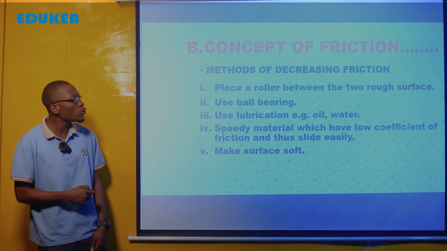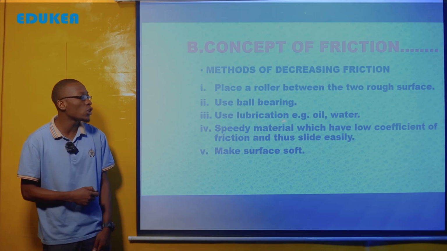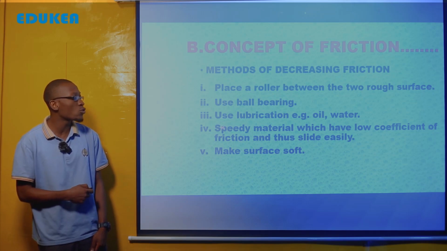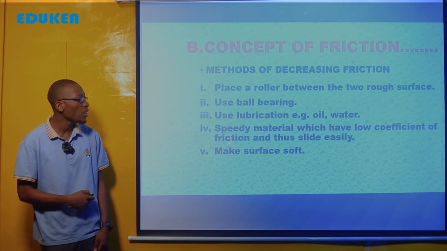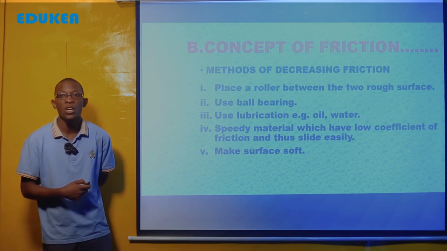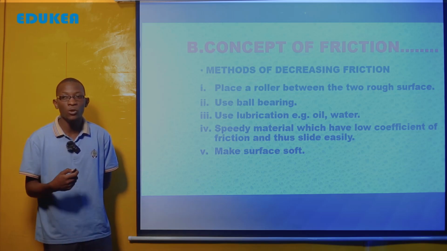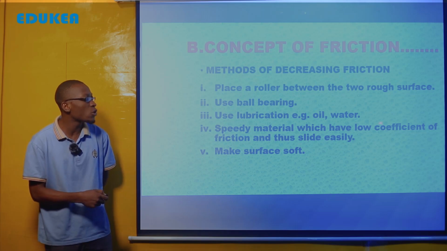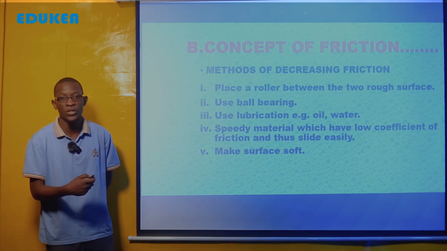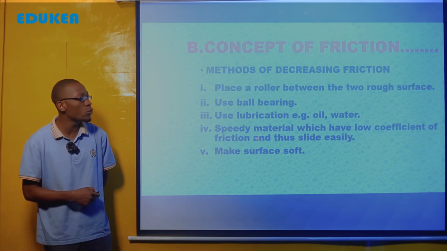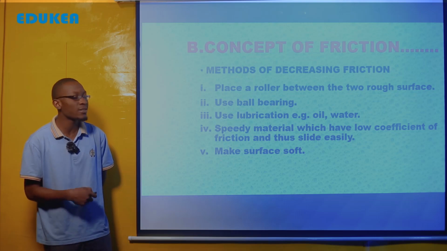Another way of reducing friction is the use of speed materials, which have low coefficients of friction and thus slide easily. So we have what we call a speed material. To reduce the friction, we are required to use materials which have low coefficients of friction. So what are those materials? We need to use materials with a low coefficient of friction that slide easily. For instance, we can use plastic. Plastic materials are among the materials which have low coefficients of friction, and it is easy to reduce the friction.